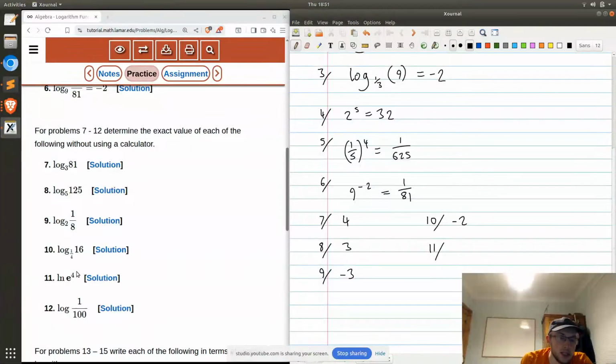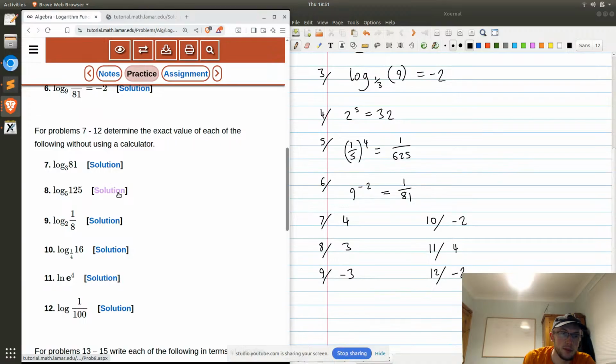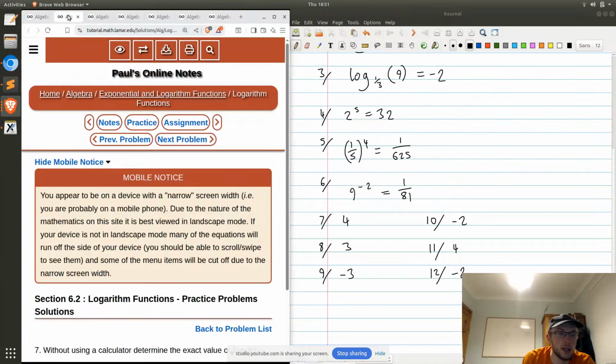Ln of e to the 4, that would just be 4. Log, as in common log, of 1/100th would be negative 2. We're going to check all these. Absolutely everything must be checked. Because without checking, there is no computing.